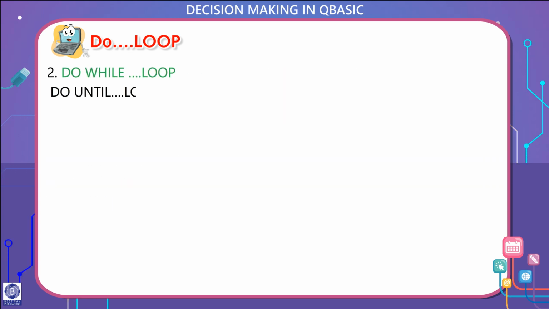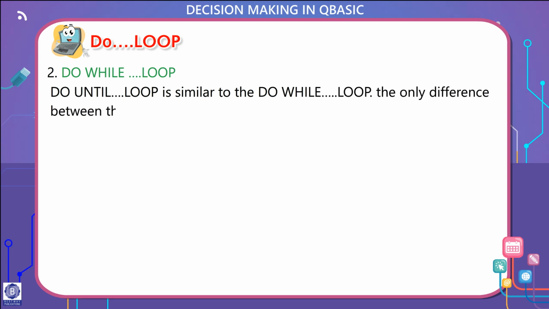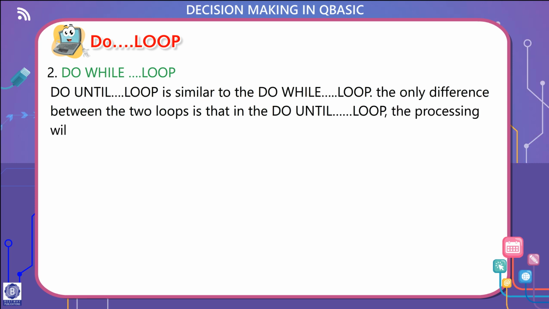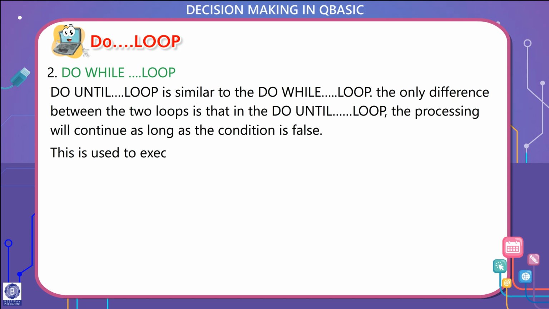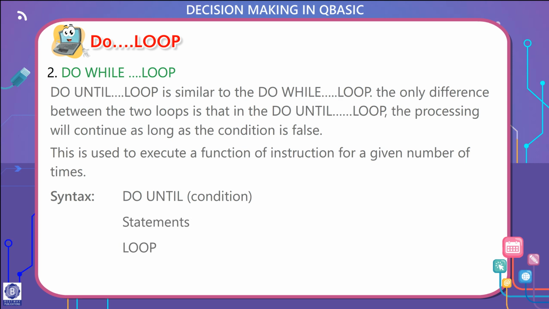Do Until loop. The Do Until loop is similar to the Do While loop. The only difference between the two loops is that in the Do Until loop, the processing will continue as long as the condition is false. This is used to execute a set of instructions a given number of times. Syntax: Do Until condition, statements, Loop.